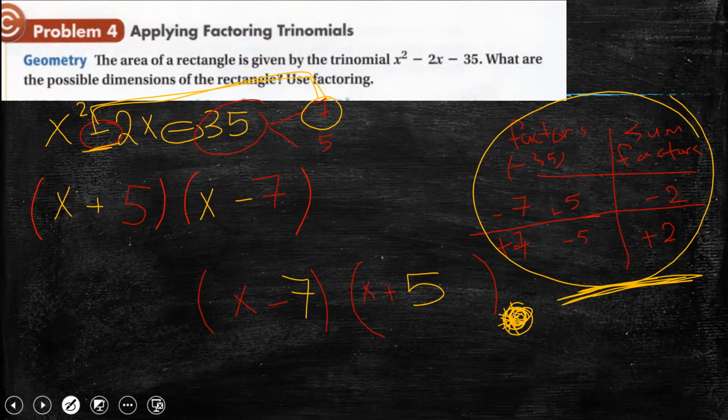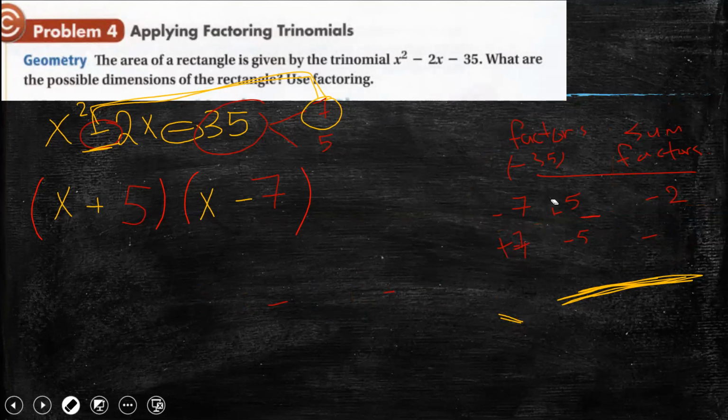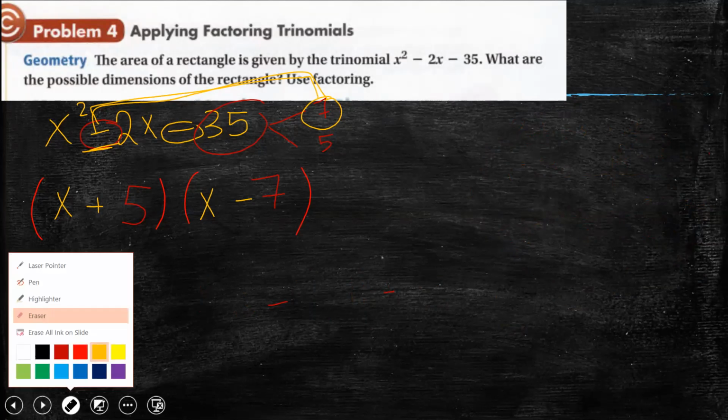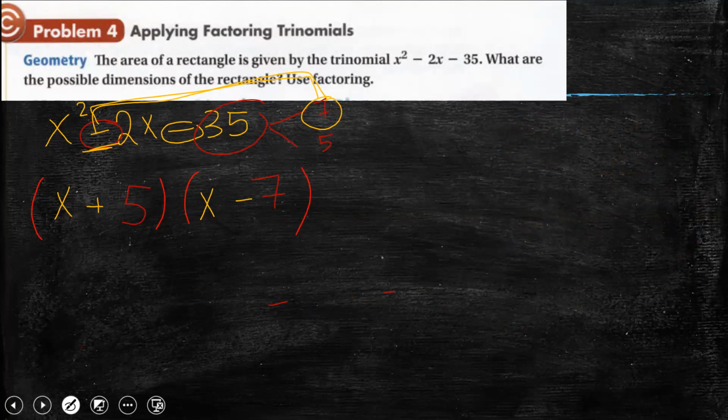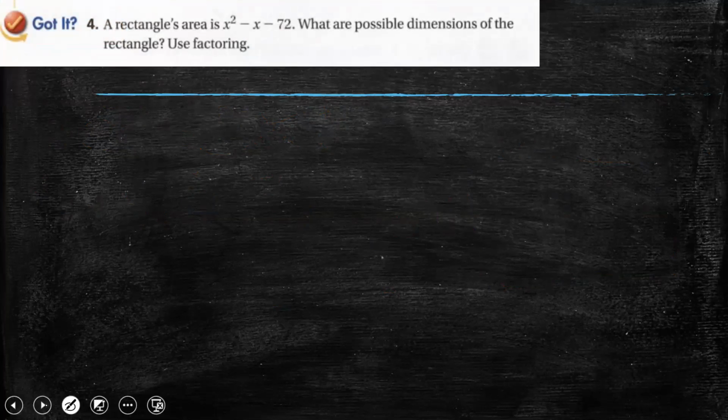So after that, let's go back to our question. As you see, the factors here are x plus 5 and x minus 7. So this is my rectangle. One of the dimensions is x plus 5, and the second one is x minus 7. These are the dimensions of that rectangle. Is it clear? Yes, miss, it's clear.